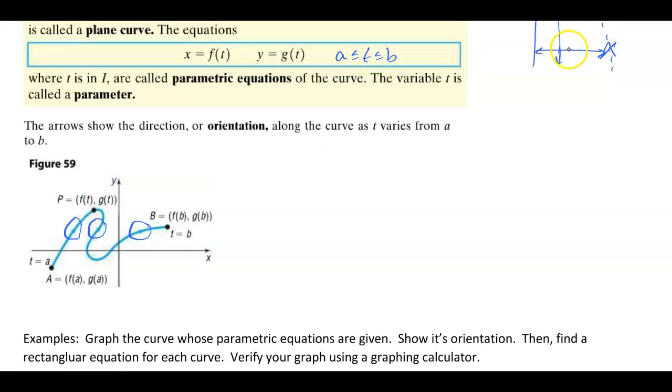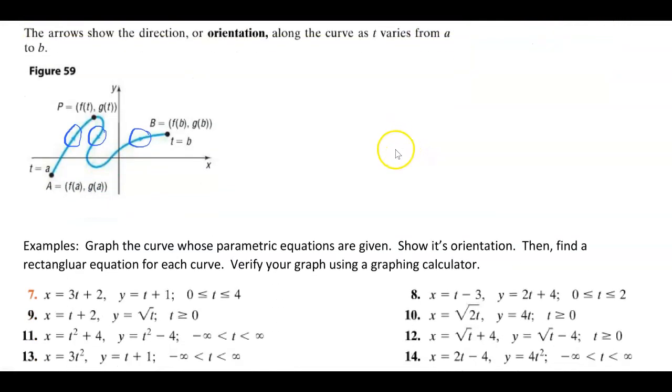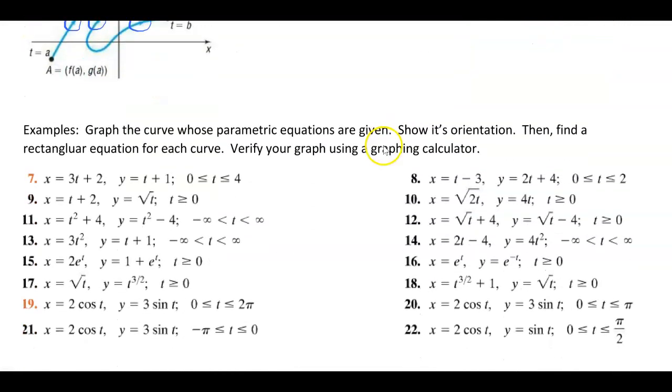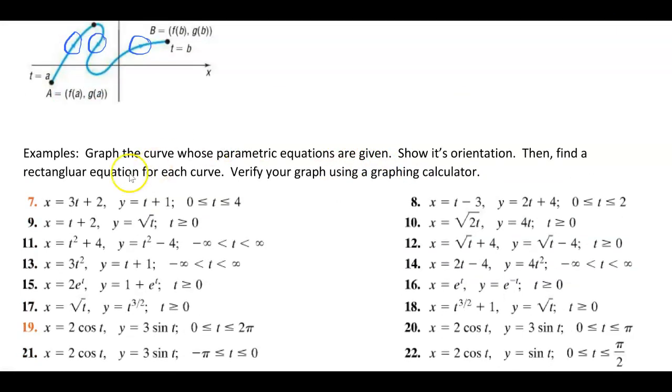Think about that rock again as we throw it. Time's not going to go on forever because at some point it's going to hit the ground and then it's just not going to move again. So we would restrict that time for how long we want it to be in the air, or how long it actually is in the air, depending on the scenario.